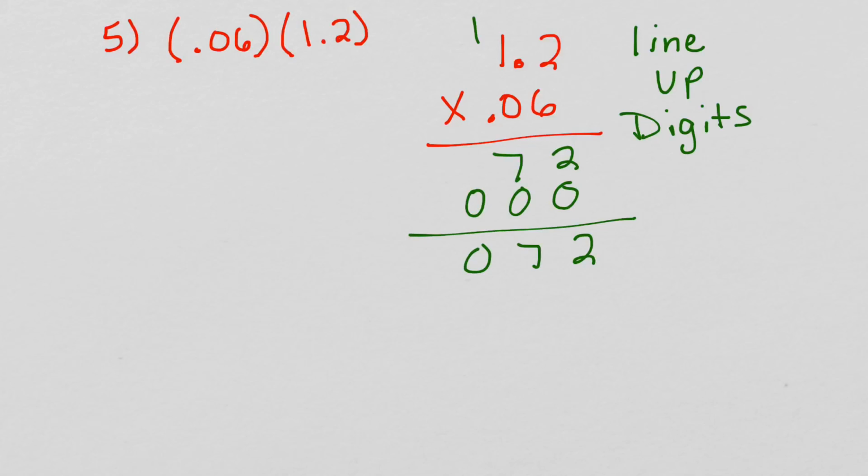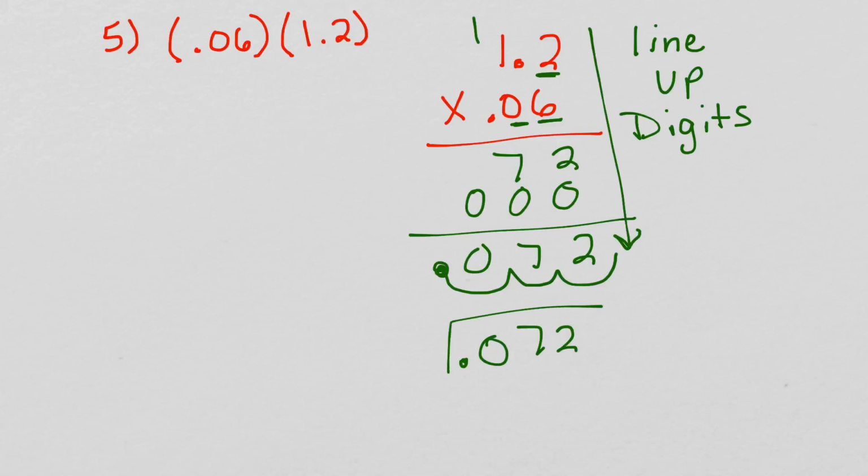And then I'm going to count 1, 2, 3, and now I know where my decimal belongs. It belongs in front of the 0. And now you're ready for your comp quiz.